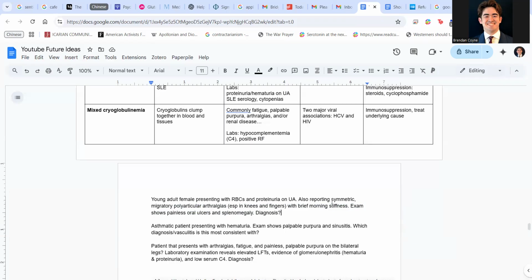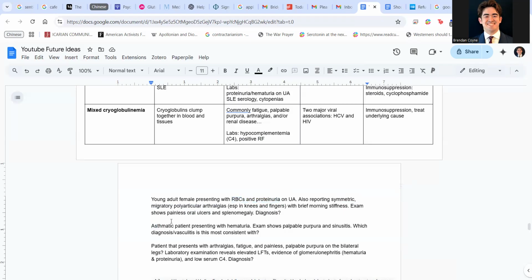The likely diagnosis here is lupus nephritis. So what she has is this migratory arthritis, especially in the knees and fingers. That's pretty big for lupus, with a brief morning stiffness. And then also mucosal ulcers can be seen in lupus, as well as splenomegaly. And she's presenting with what seems to be an acute lupus flare with lupus nephritis.